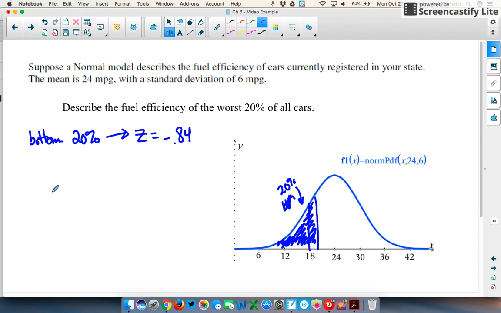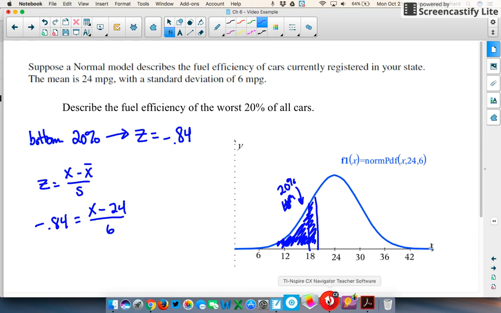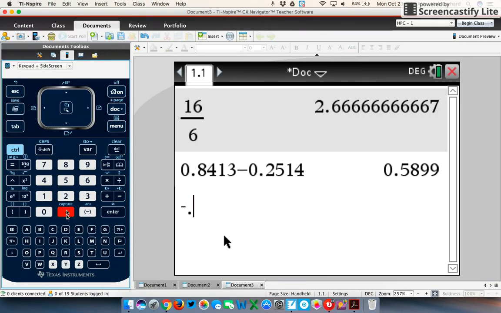All right. And now to get what that is, it should be somewhere between 18 and 20. I'm going to just use my formula for a z-score and plug in negative 0.84. I don't know x. I know the mean is 24, and I know the standard deviation is 6. So some simple algebra, let's multiply both sides by 6. So negative 0.84 times 6, negative 5.04.